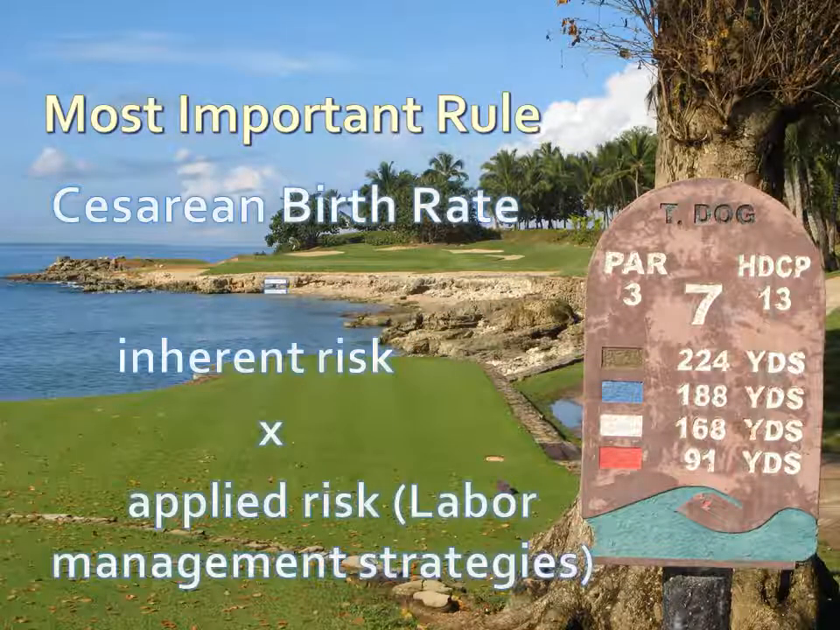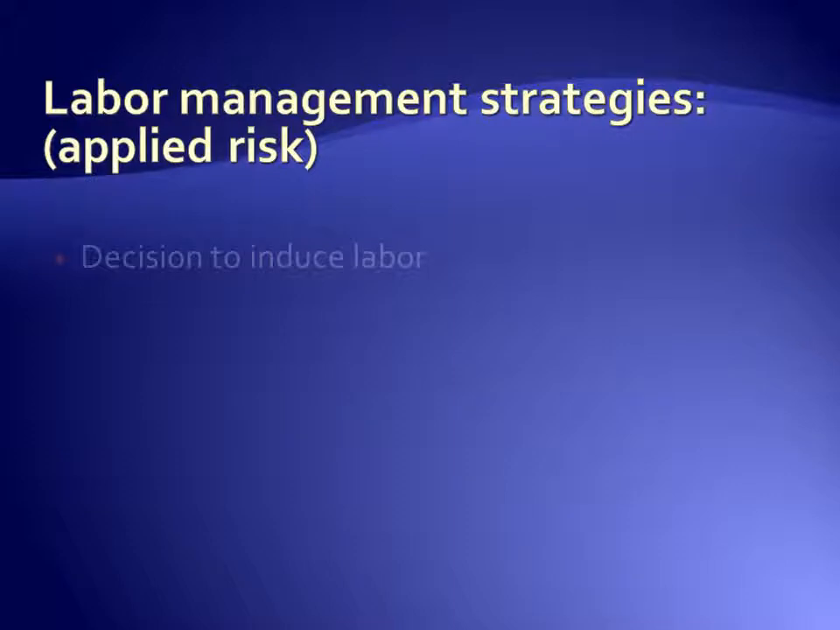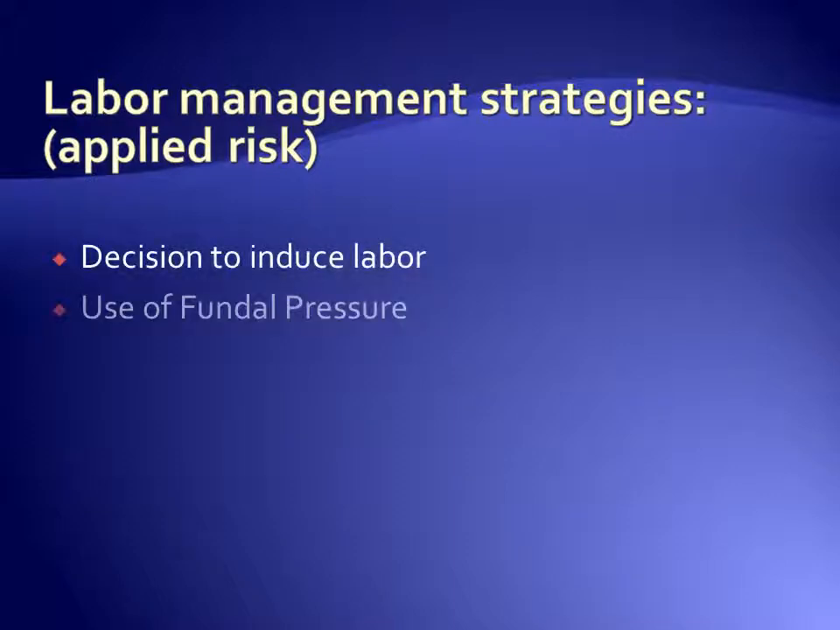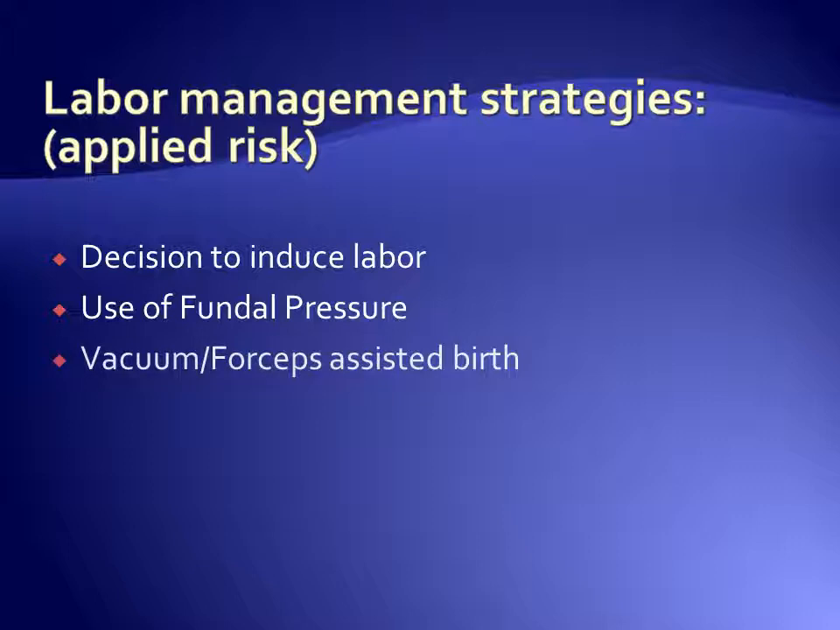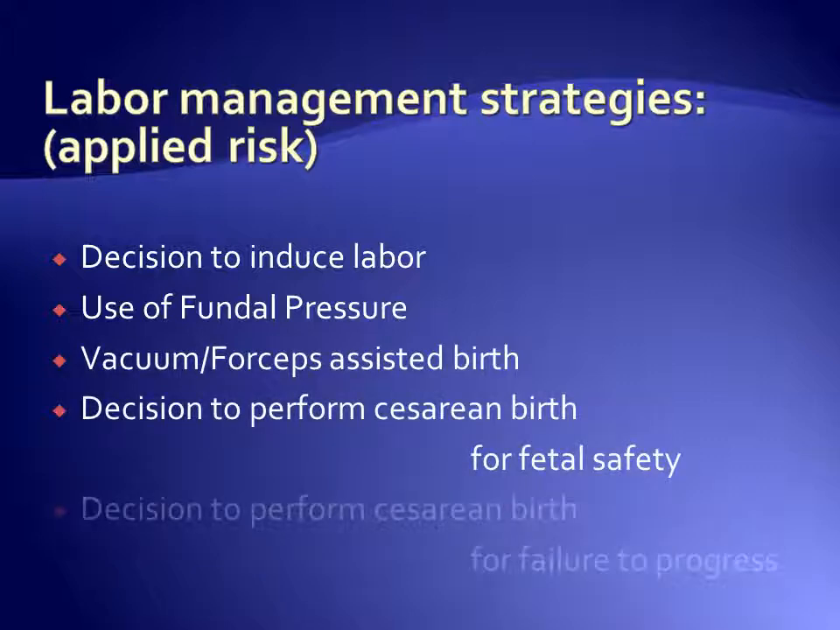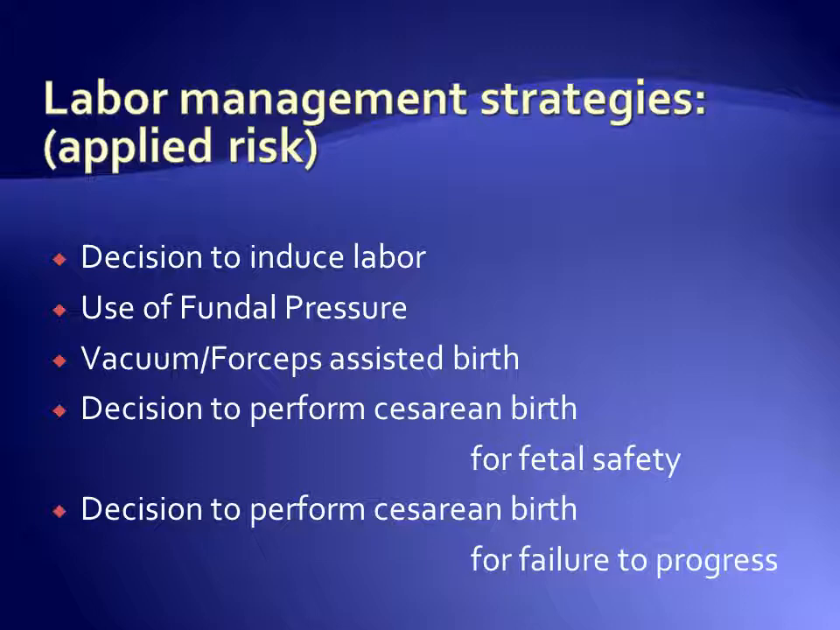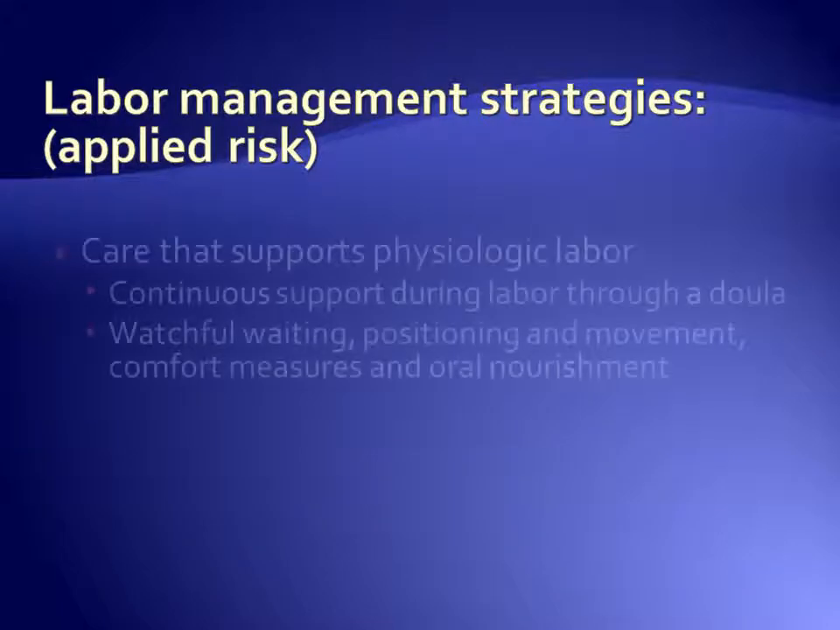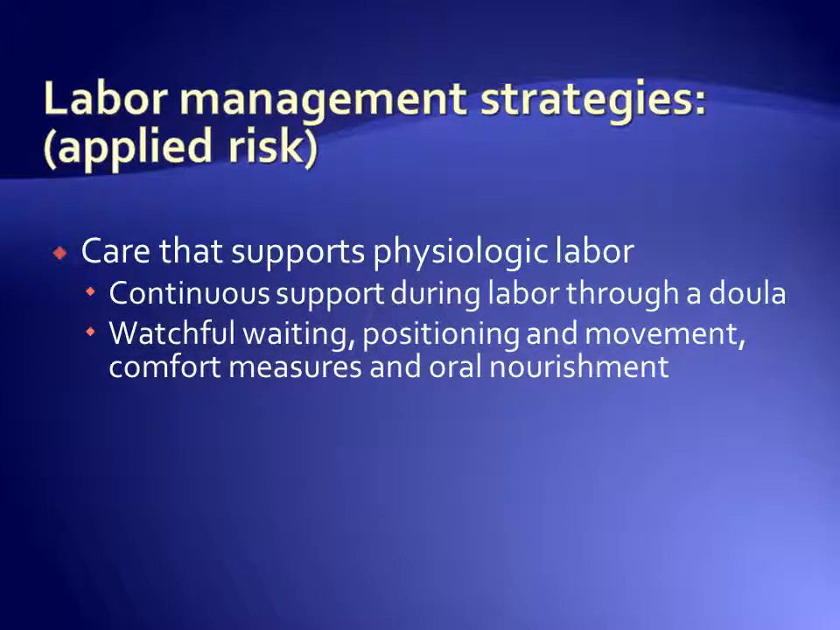However, remember that the risk of cesarean birth is not only determined by a woman's inherent risk, but will also be affected by the labor management strategies used by the obstetrical care provider. So let's look at some labor management strategies. Some obstetrical care providers induce most of their patients. Some will use fundal pressure, a vacuum, or forceps. Some jump to cesarean birth at the first sign of a problem, and some are more patient than others in allowing labor to progress. Some obstetrical care providers strongly believe that labor is less likely to end in a cesarean birth by using care that supports the normal physiology of labor.